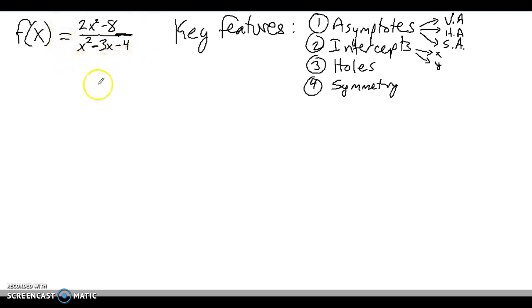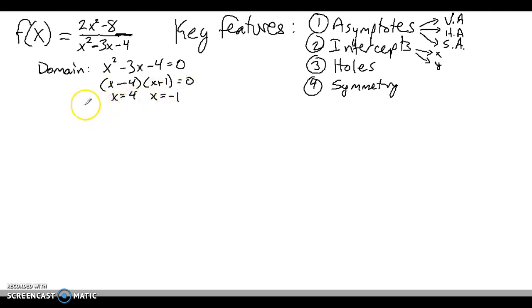Whenever we have a rational function, it's always good to think about its domain. And we get the domain by setting the denominator equal to 0, solving, and getting rid of these values. This is a quadratic, so we'll solve it by factoring. This should be x minus 4 times x plus 1. So we get x is 4 and x is negative 1. We don't want either of those, so our domain would be negative infinity to negative 1, unioned with negative 1 to 4, unioned with 4 to infinity.